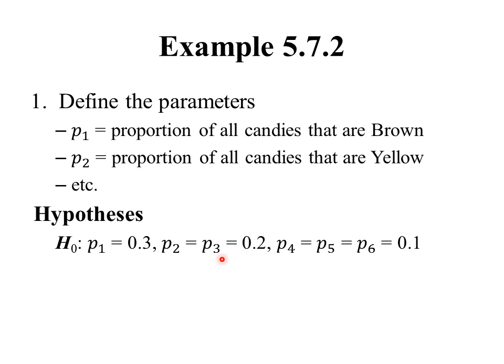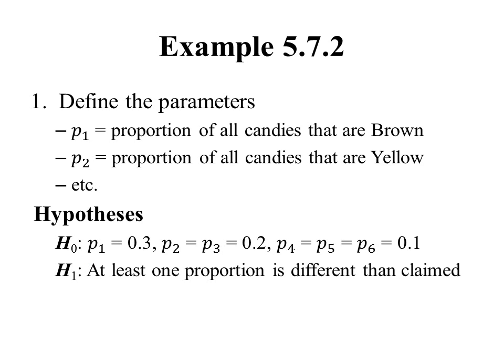p3 is the proportion of candies today that are red. In '96, that proportion was 0.2. And so part of our null hypothesis is the statement that p3 equals 0.2, and so on and so forth. So we've got really 6 different equations that are all part of our null hypothesis. Now the alternative hypothesis is going to be just the opposite of the null hypothesis. The alternative is the statement that at least one of these proportions is different than claimed.